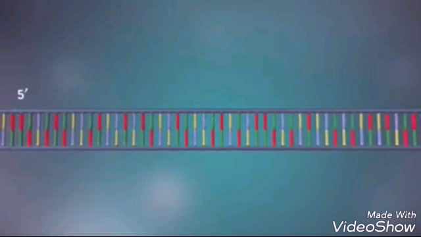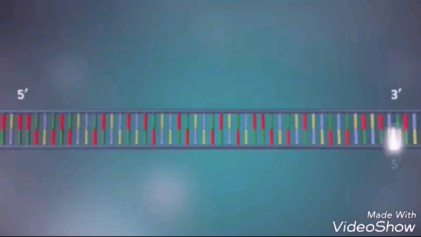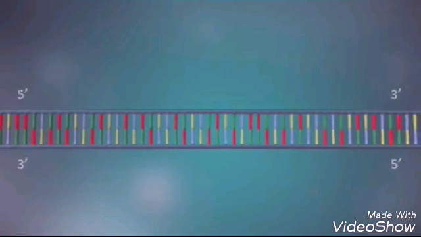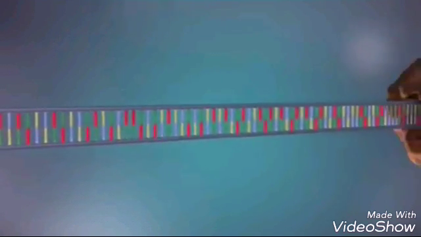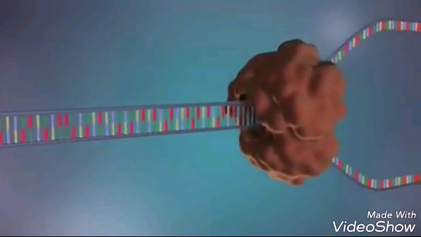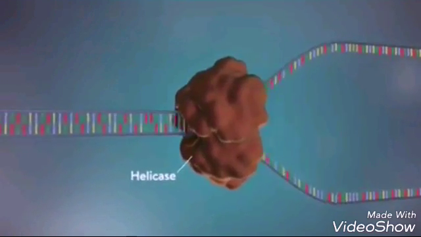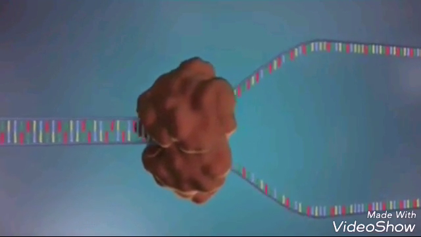Each strand has a 5' end and a 3' end. The 2 strands run in opposite directions. This determines how each strand of DNA is replicated. The first step in DNA replication is to separate the 2 strands. This unzipping is done by an enzyme called helicase and results in the formation of a replication fork.